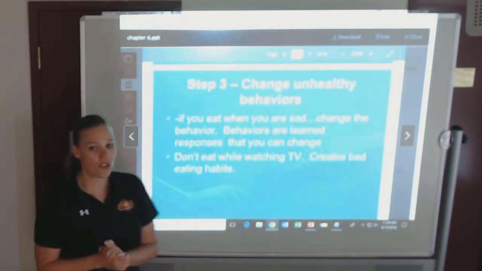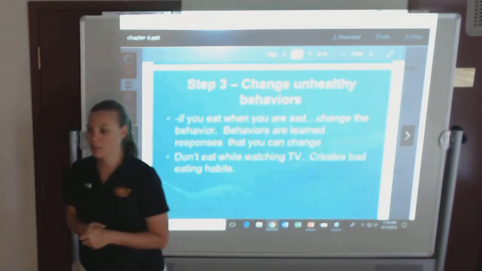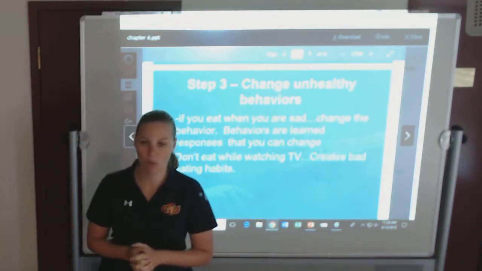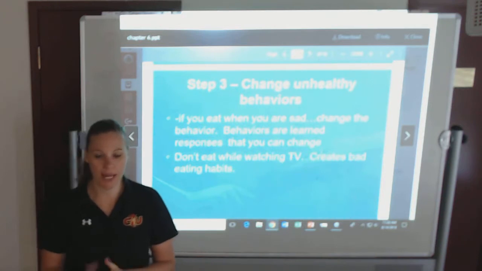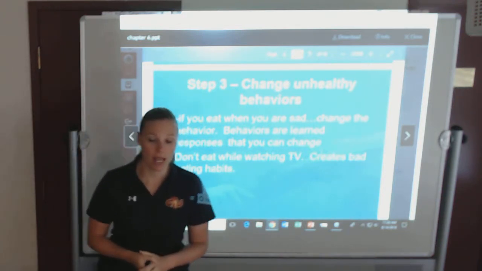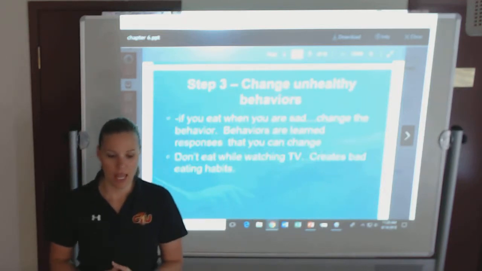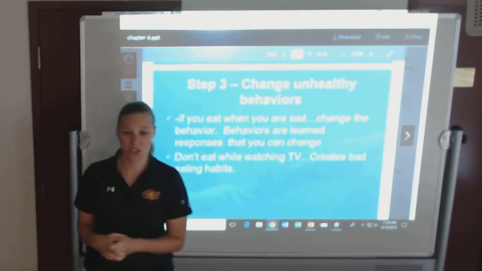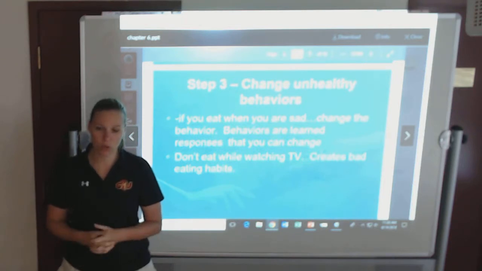And then we want to change those unhealthy behaviors. And what I mean by that is, don't eat while watching TV. That just results in a bad habit. Other unhealthy behaviors is binge watching 6 to 8 hours of TV. You don't want to do that either, because that's, again, excessively sitting for long amounts of time.